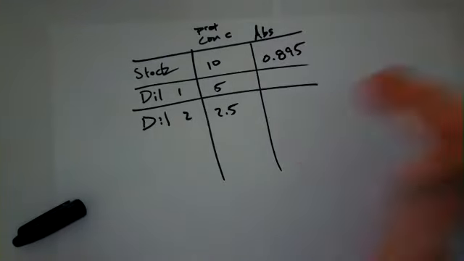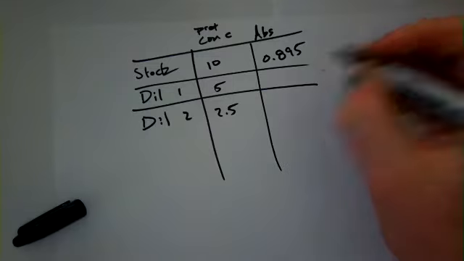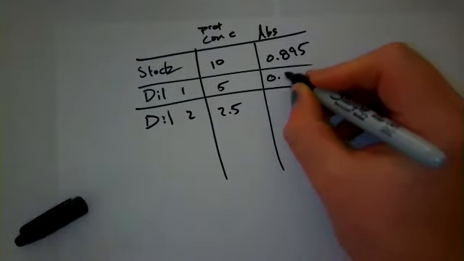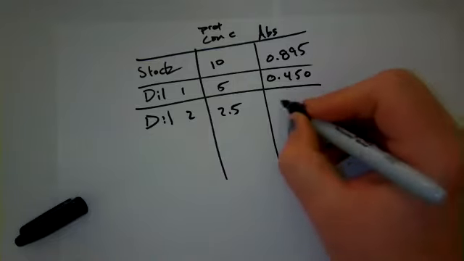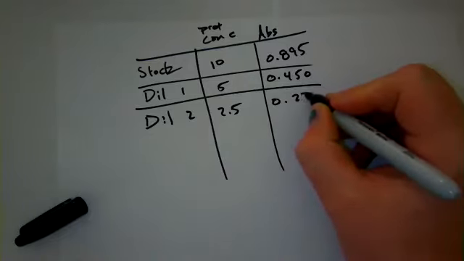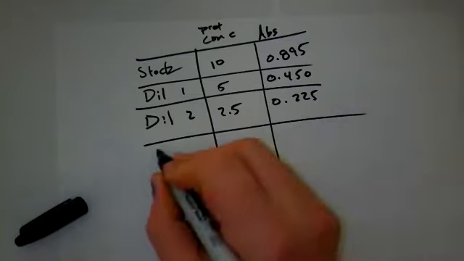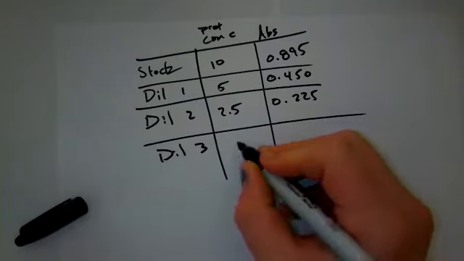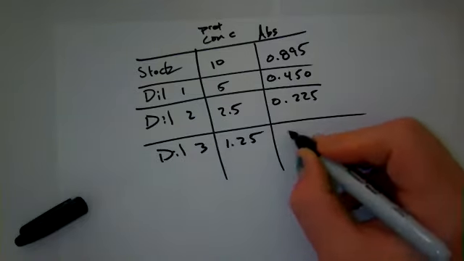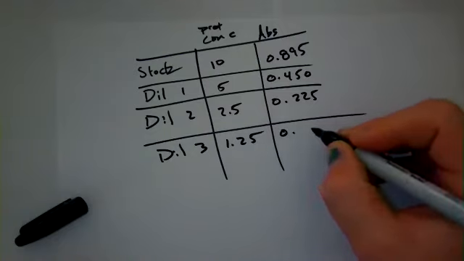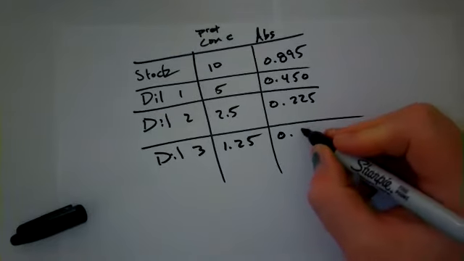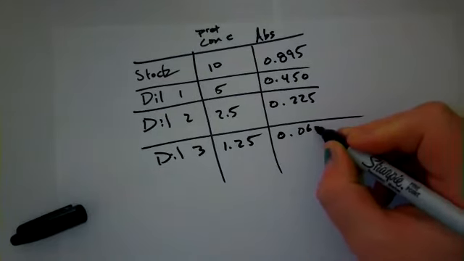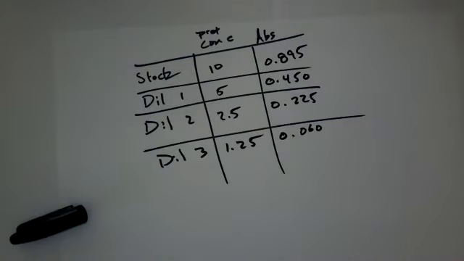Your absorbance for this might be 0.895. If this is within the linear range, you would expect your dilution number 1 to be 0.450 or something like that. Dilution number 2, 0.225. Dilution 3, 1.25. And you might now be beyond the linear range, in which case you might have 0.060 or something of that nature.